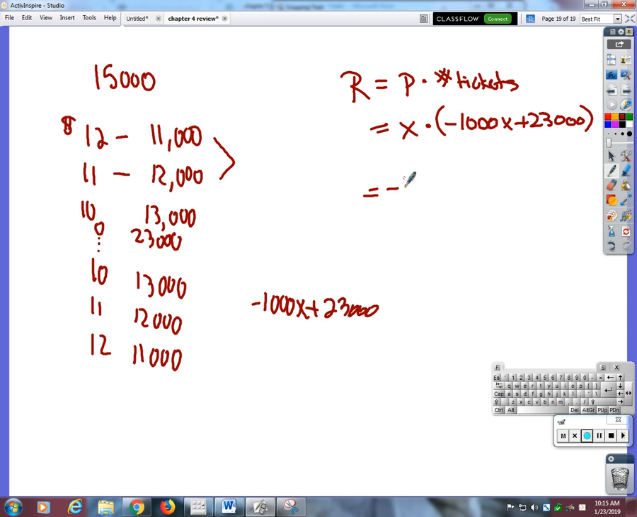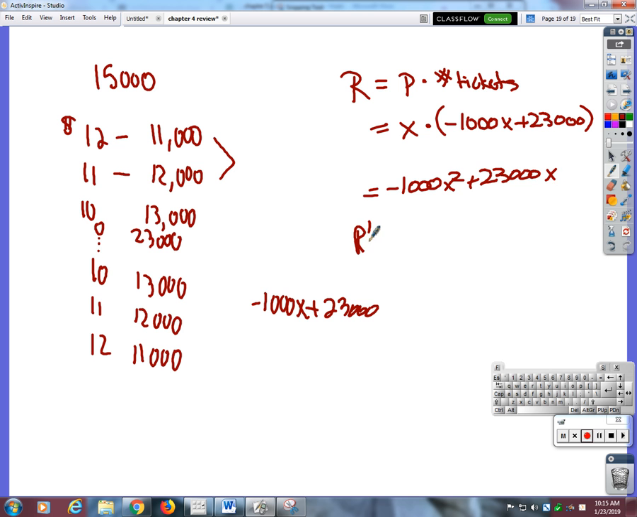So if I distribute that, I get negative 1,000x squared plus 23,000x. Okay, let me make sure that they don't want us to use 15,000 before we move on. No, they got something totally different going. No, we're doing it a little different way. Let's see if we get the same answer.